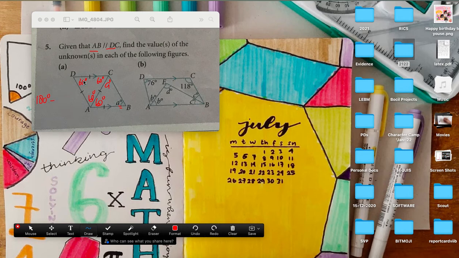I meant 180 degrees equals 60 degrees plus 2A, if we wish to make an equation. So then here is going to be 120 degrees equals 2A degrees, so then A degrees is going to be 60. Okay, I got the value of A. A equals 60, or A degrees equals 60 degrees.